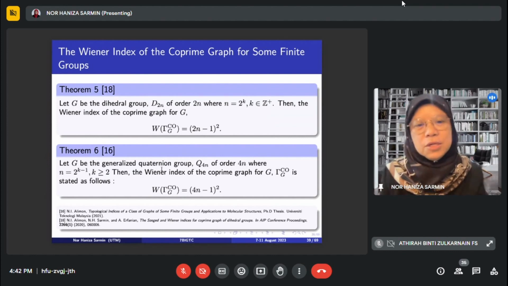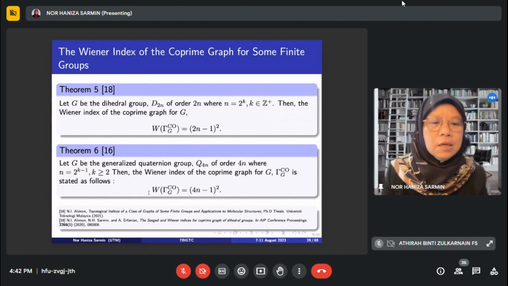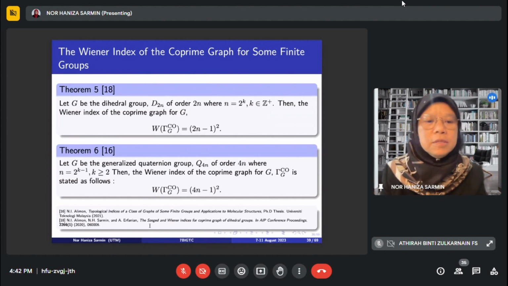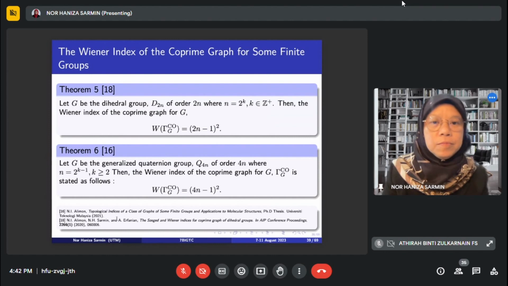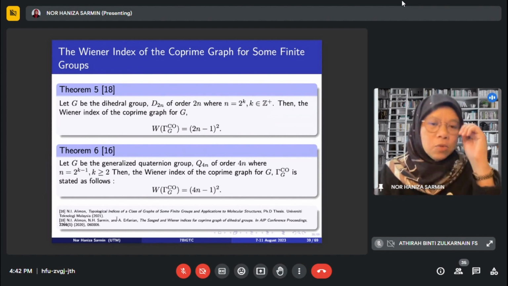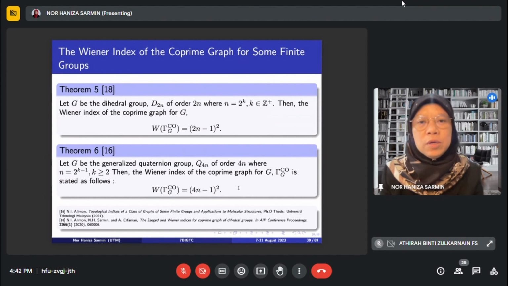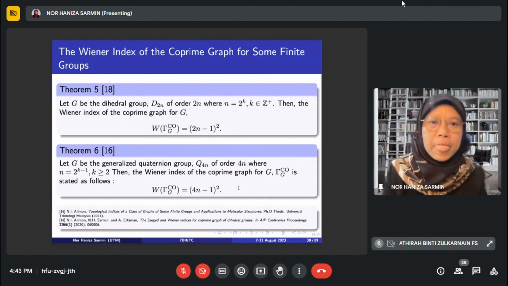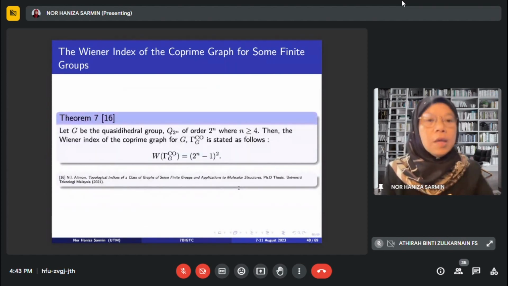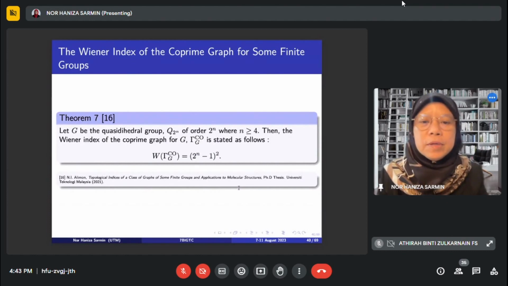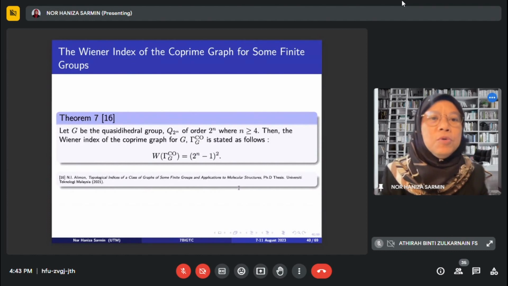If needed, I can share also the slides so you can see the references or the papers. This is published in 2020 and 2021. And for the generalized quaternion group of order 4n with this condition, this is the Wiener index, (4n minus 1) squared. For the quasi-dihedral group, we computed the Wiener index.